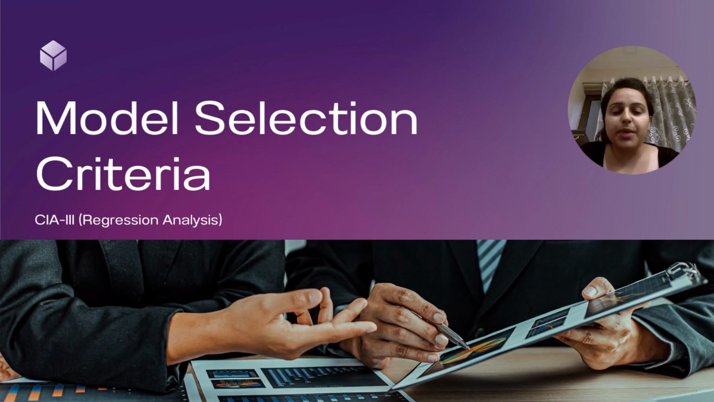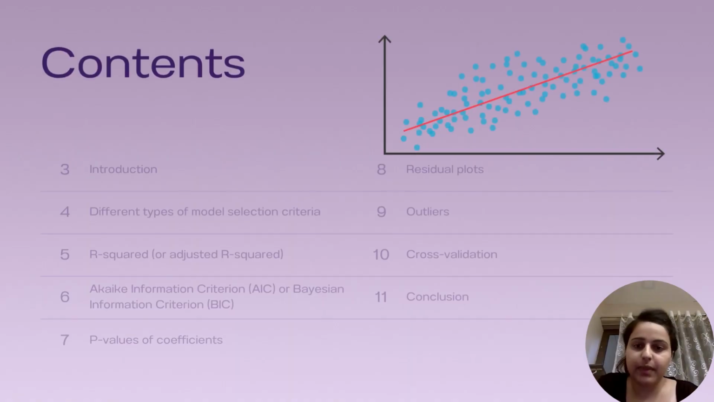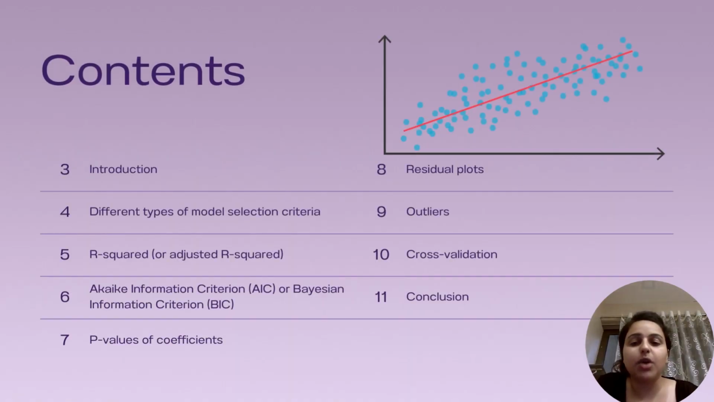Today, the topic for our presentation is model selection criteria. In this presentation, we'll be talking about the following topics: Introduction, different types of model selection criteria, R squared or adjusted R squared, Akaike information criteria or Bayesian information criteria, p-values of coefficients, residual plots, outliers, cross-validation, and conclusion.